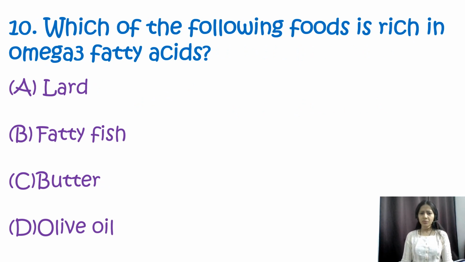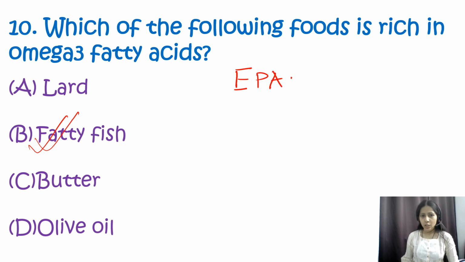Question number 10. Which of the following foods is rich in omega-3 fatty acids? Options are lard, fatty fish, butter and olive oil. So over here my correct option will be fatty fish. The food which is rich in omega-3 fatty acids is fatty fish, for example mackerel or salmon. These are excellent sources of omega-3 fatty acids, particularly EPA, that is eicosapentaenoic acid, or DHA, that is docosahexaenoic acid. These fatty acids have numerous health benefits. Okay. So over here my correct option will be B, that is fatty fish.